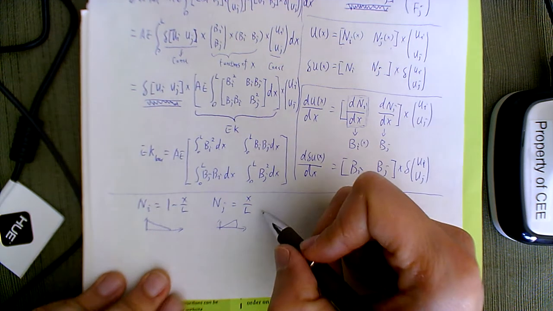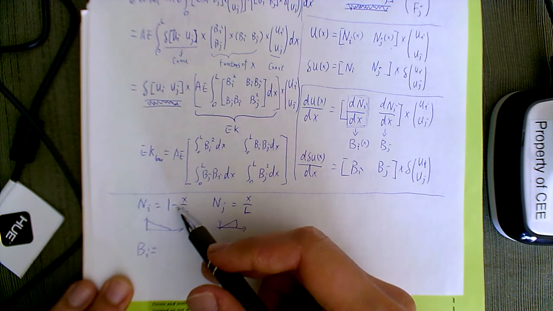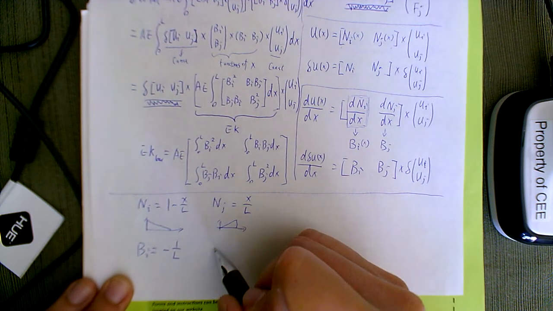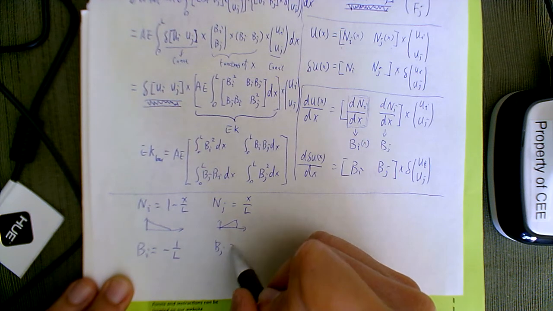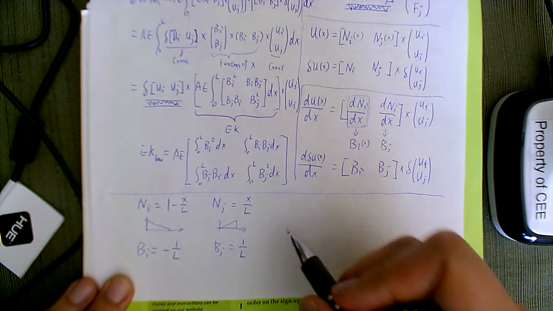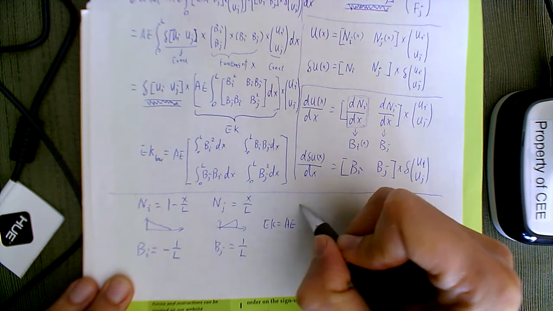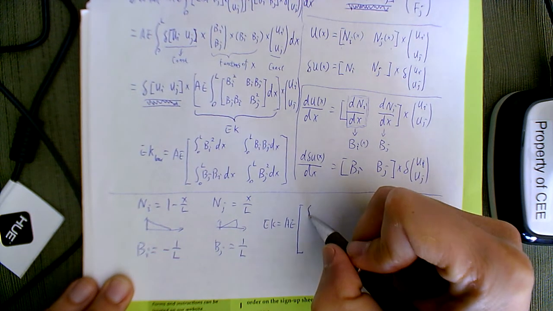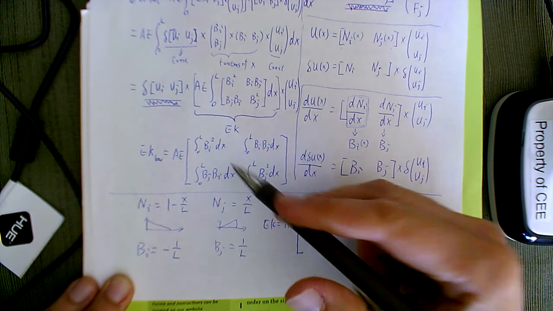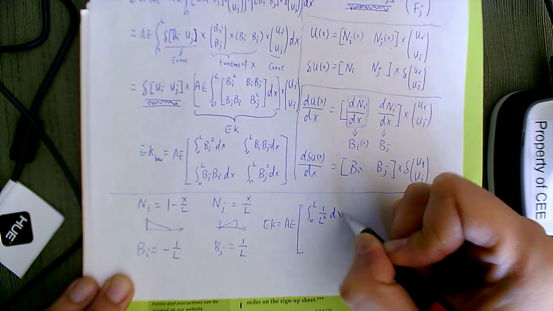Okay, so if you do take differentiation, then what do you got? Bi, the derivative of ni, is negative 1 over L, and bj, the derivative of nj, is 1 over L. So let's just do this. EK equals AE, and then you got this, 0 to L, and then you do this guy square, so it's square dx.